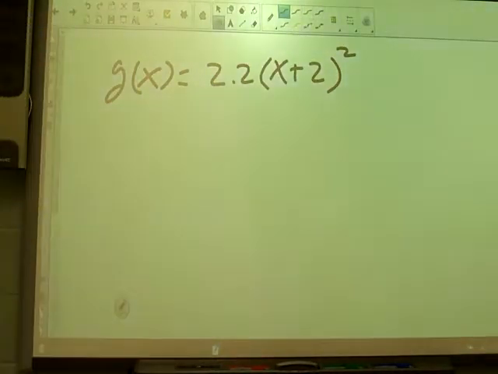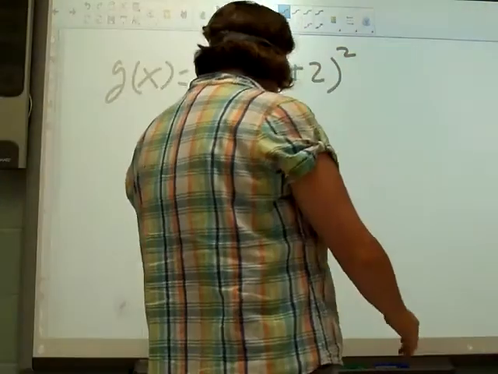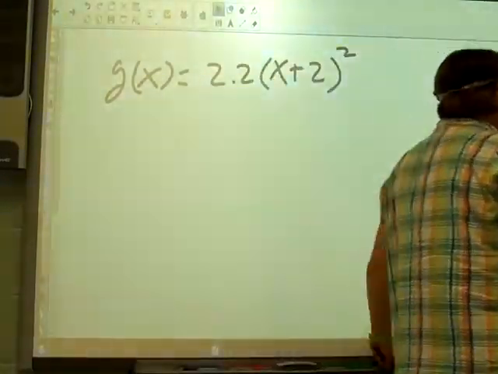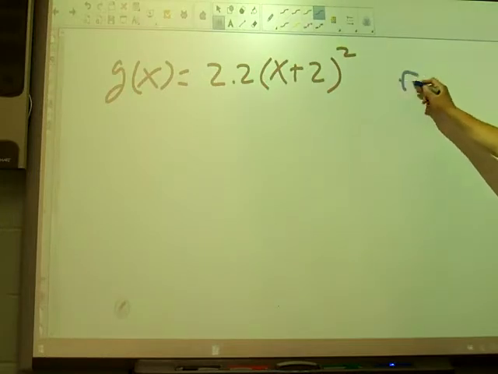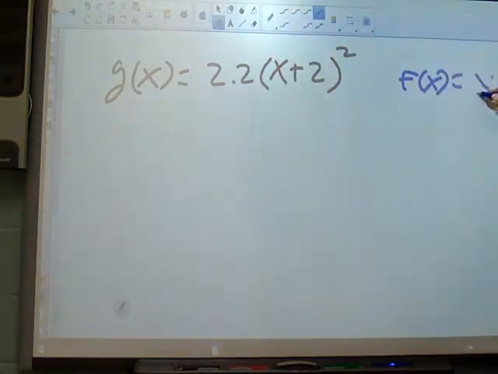g of x equals 2.2 times the quantity of x plus 2 squared. Alright, kind of looks like we got a lot going on. So I would tell you to take some baby steps and break it down. First baby step would lead me to the parent. It's a quadratic, and the quadratic is just x squared.